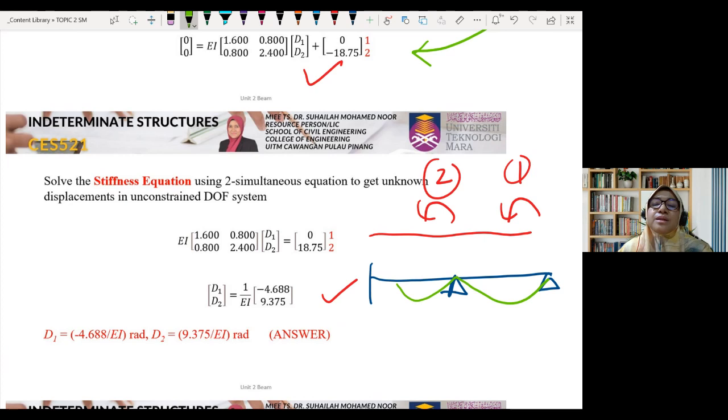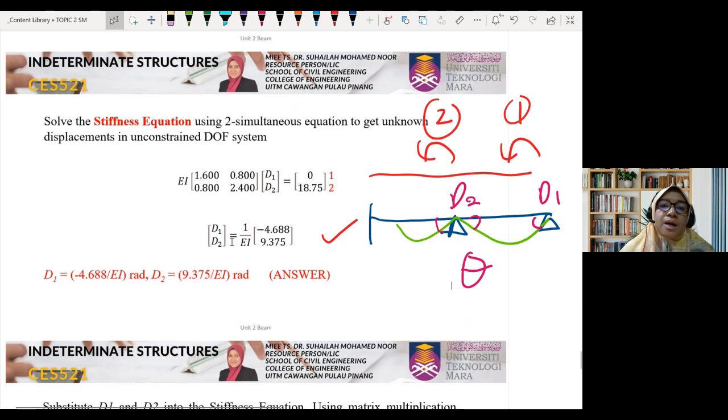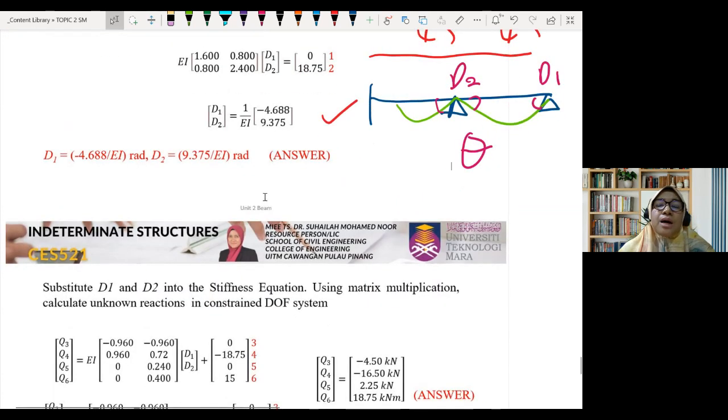Representing what? Representing this. This is actually D2, and this is actually D1. It represents rotation. Why is it rotation? Because it is Z. Z is for rotation. Okay, so we get the displacement like this.